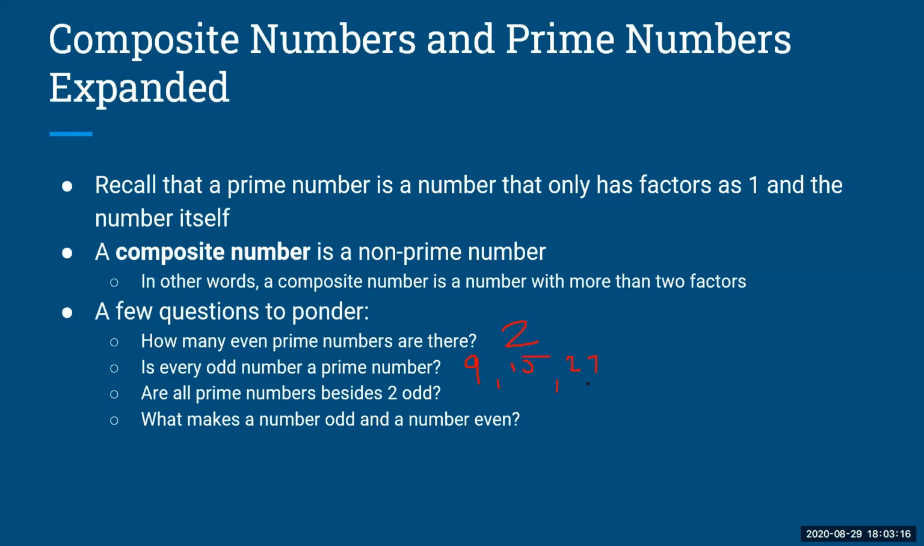Yeah, every prime number besides 2 has to be odd, because every even number besides 2 is composite. If every even number is composite, then all primes have to be odd besides 2. And what makes a number odd and a number even? So yeah, what do you guys think? What I'm trying to lead you to here is a sequence, but you don't need to know that until a couple of years down the line.